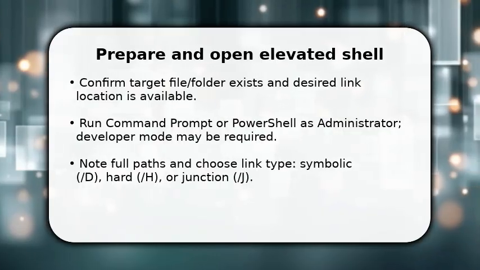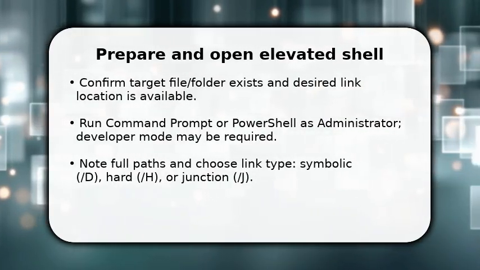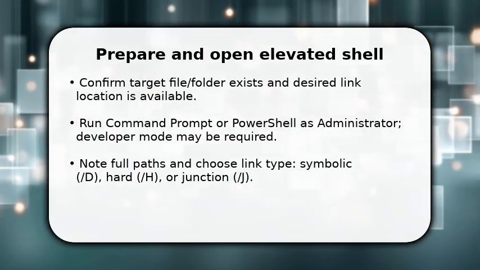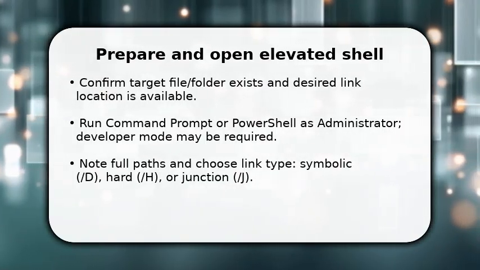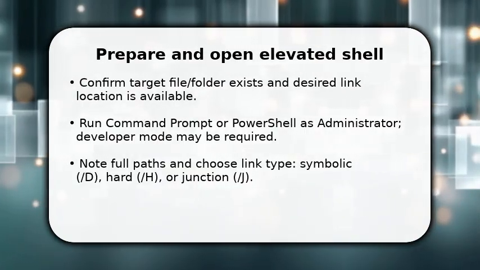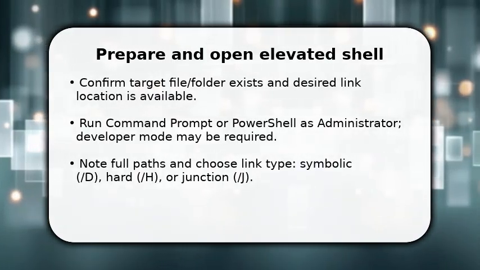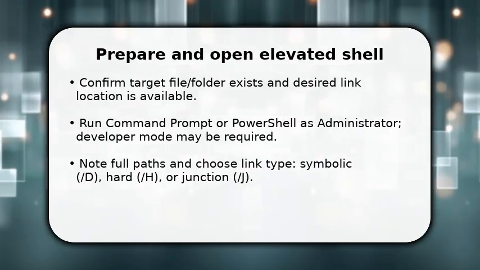You start by confirming both the source and the destination exist, because mklink creates a pointer, not a copy. Once done, open Command Prompt or PowerShell with administrator rights to avoid permission failures. Make sure you note full absolute paths. Relative paths can break later. Then decide which link type fits your goal. Use a directory symbolic link for flexibility, a junction for compatibility, or a hard link for single-file permanence.